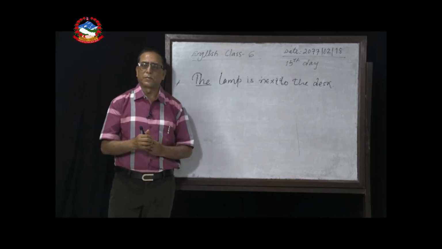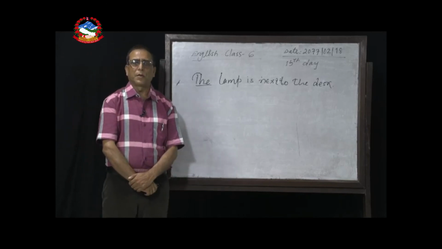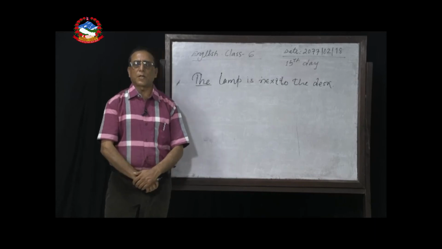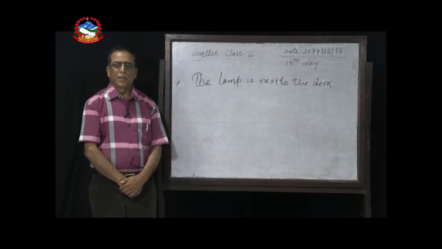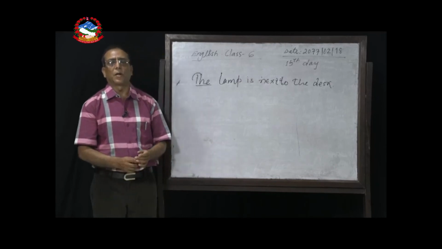The Ganges, it is also one river of India. Before it we use the. The Karnali, it is also one river of Nepal. So, we use the article here.